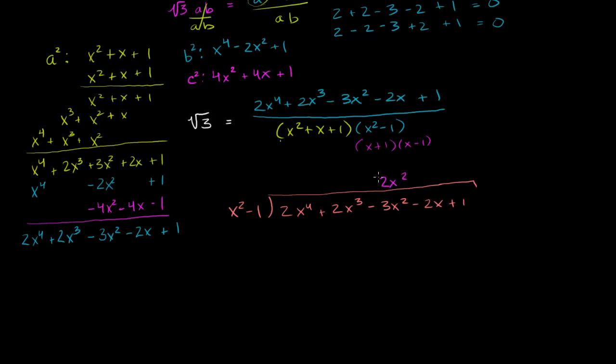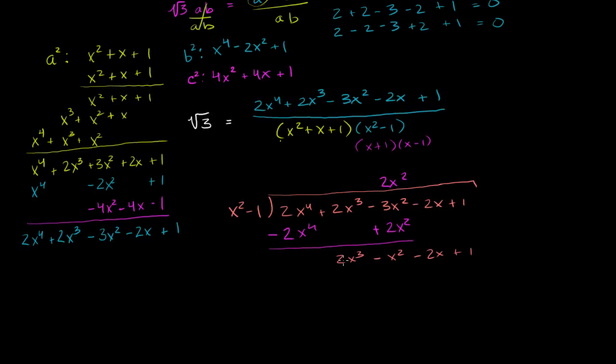2x squared times x squared is 2x to the fourth. 2x squared times negative 1 is negative 2x squared. And now let's subtract this from up there. Or multiply it by negative 1 and then add it. And so this gives us 2x to the third, negative 3 plus 2, so it's minus x squared, minus 2x plus 1.